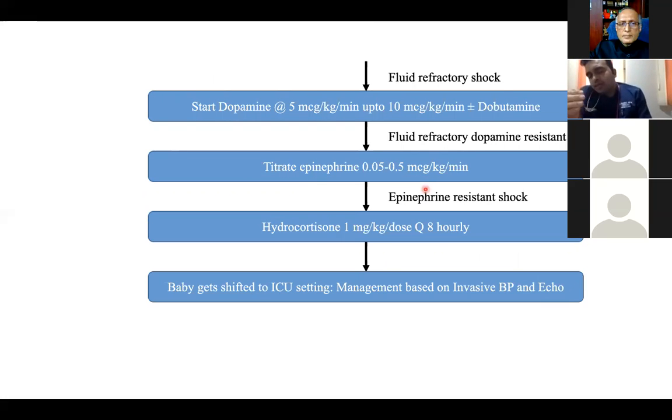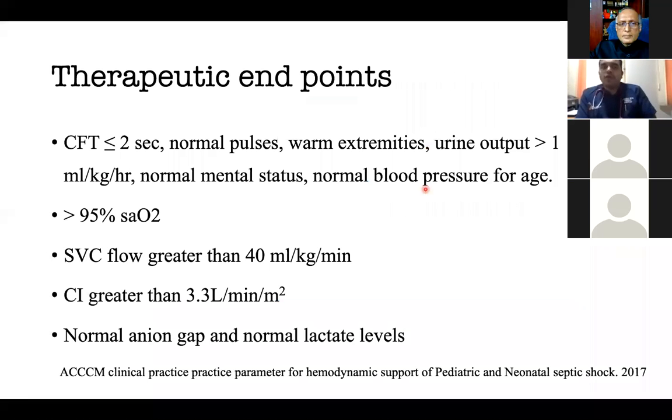Once you consider starting epinephrine, it is always wise to consider steroids also, because it will help in the further management of the shock. And once the baby gets shifted to ICU, you manage based on the invasive blood pressure and also echo to get the superior vena cava flow. So our therapeutic endpoints are a CFT of less than or equal to 3 seconds, normal pulses, warm extremities, urine output more than 1 ml per kg per hour, normal mental status with normal blood pressures and adequate saturation, adequate SVC flow that is more than 40, adequate cardiac index, and normal anion gap and normal lactate levels.